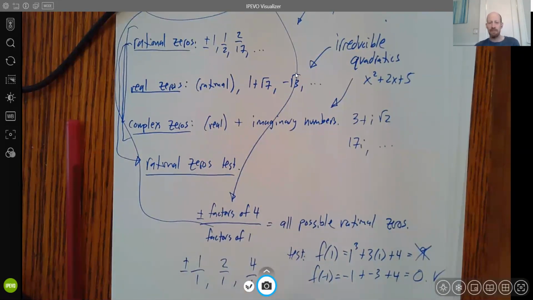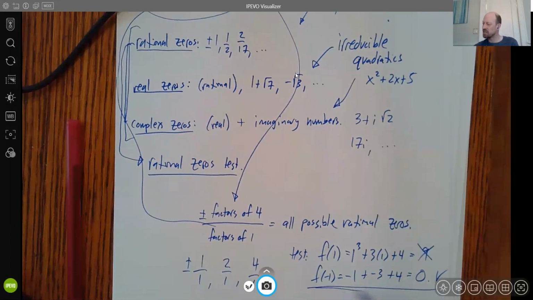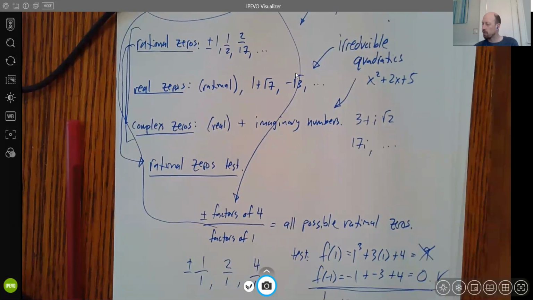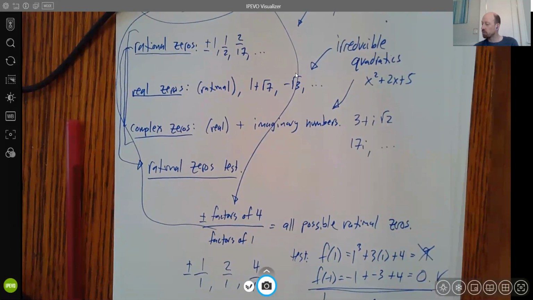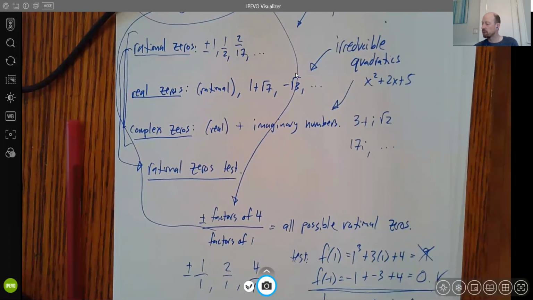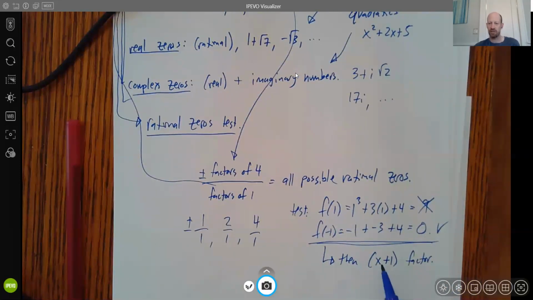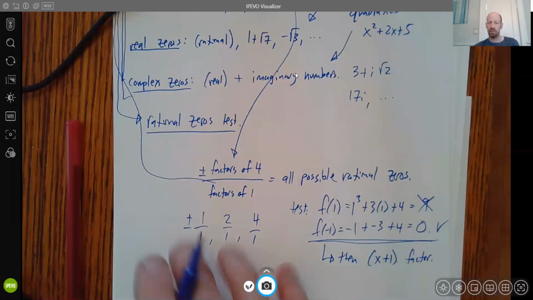Now I could just keep searching for rational zeros, but remember, if this is a zero, then x plus 1 is a factor. Sorry, I'm off the page here, right? If minus 1 is a zero, then x plus 1 is a factor. And so I know one of the factors of my original polynomial.